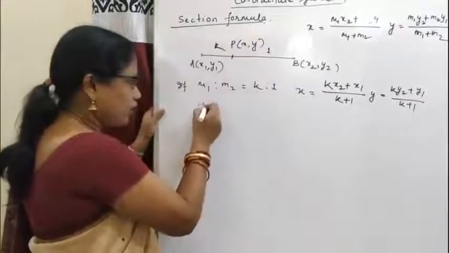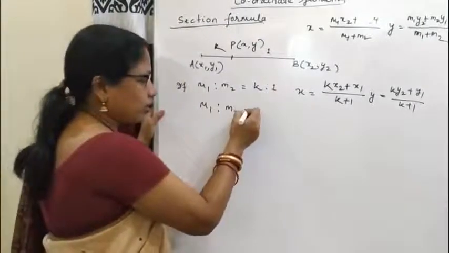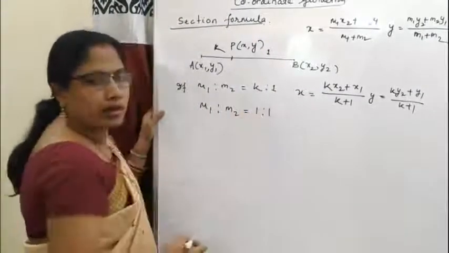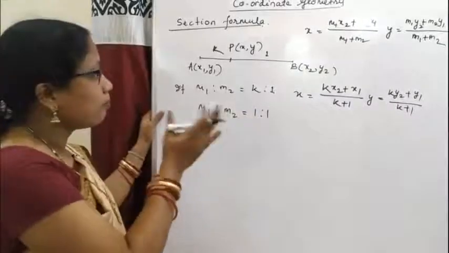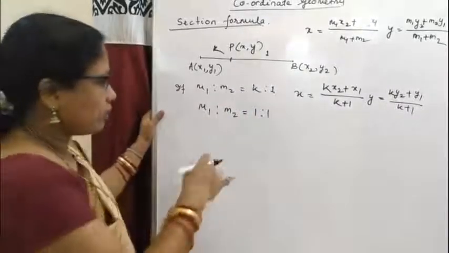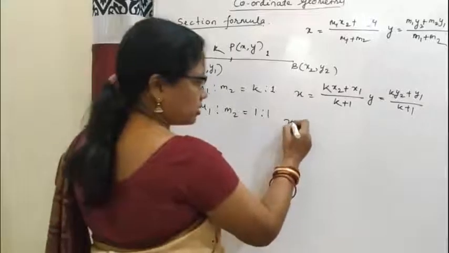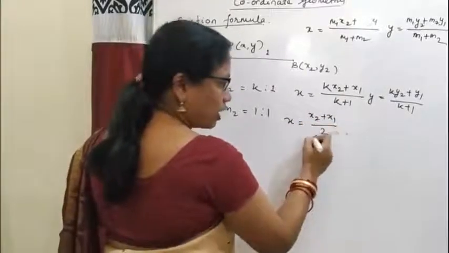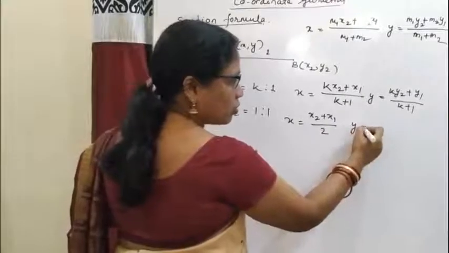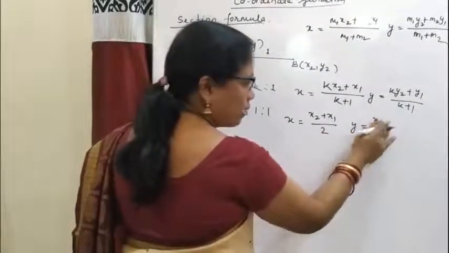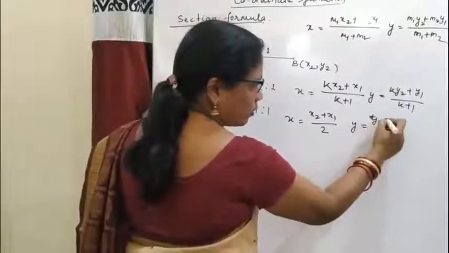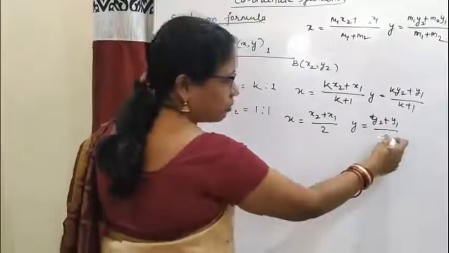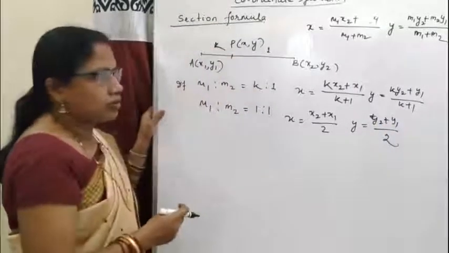If m1 is to m2 is equal to 1 is to 1, that means P is the midpoint of AB. Then what will happen? x is equal to x2 plus x1 divided by 2, since 1 plus 1 is equal to 2. And y is equal to y2 plus y1 divided by 2. So in this way you can apply this formula.